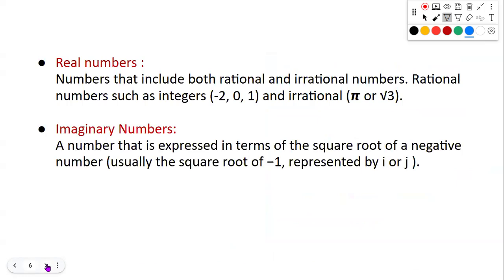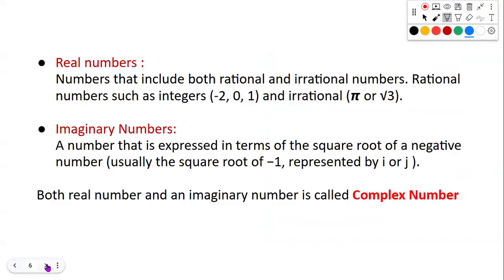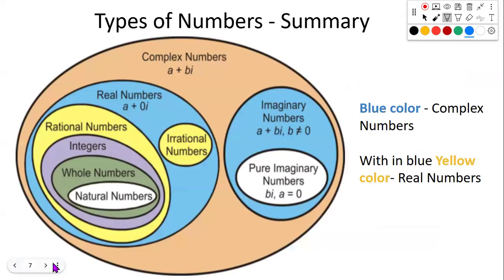Imaginary number, square root of a negative number, usually the square root of -1. Okay, any square root of a negative number, if I try to find out, it becomes an imaginary number. Both real number and imaginary number together is called a complex number. So this is how the complex number is defined. So you have an imaginary number, i is denoted as an imaginary number. The real part plus imaginary part. Okay, so this will give a summary.